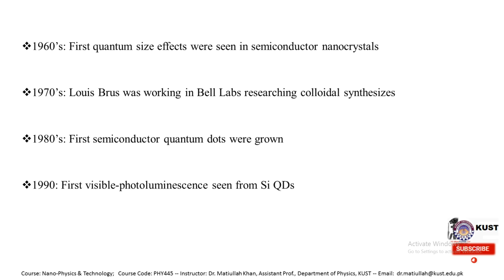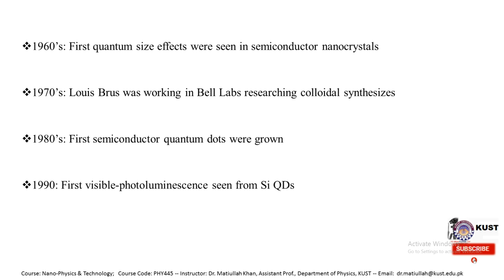So the first thing we need to know is the history of silicon quantum dots. In general, if we consider the history of quantum dots, the first quantum size effect was seen in semiconductor nanocrystals, and that occurred in the 1960s. Initially people knew about semiconductor nanocrystals, and then due to their interesting properties, scientists were trying to develop quantum dots of particular elements. That also led to the development of quantum dots of silicon.